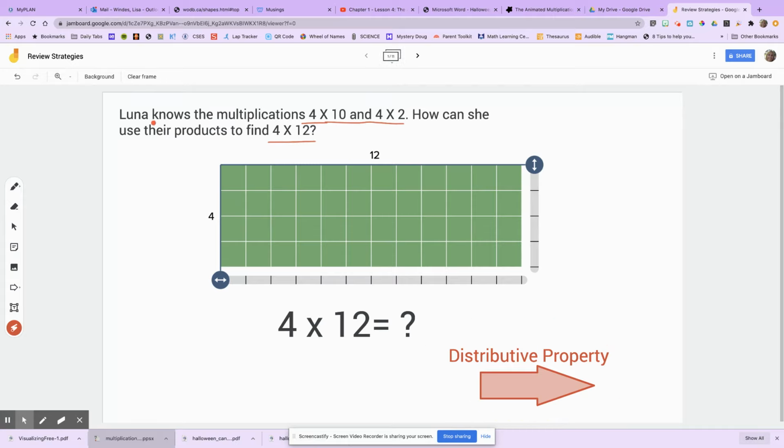So up here it says that Luna knows the multiplications 4 times 10 and 4 times 2. How can she use their products to find 4 times 12? So the product of 4 times 12. So here we have 4 groups with 12 in each group. And if I don't know that 4 times 12, that large fact, I can definitely use my distributive property.